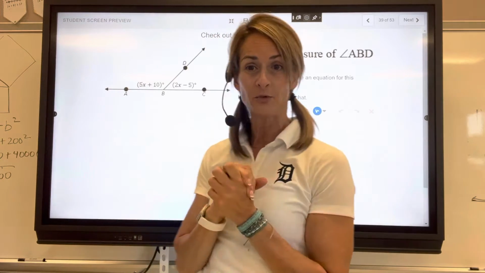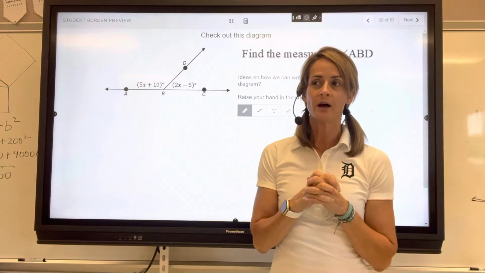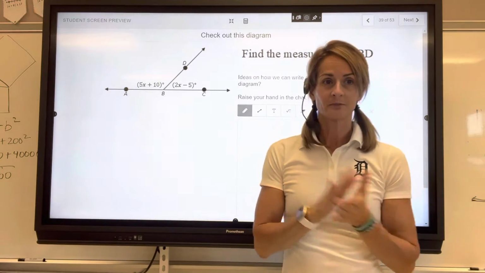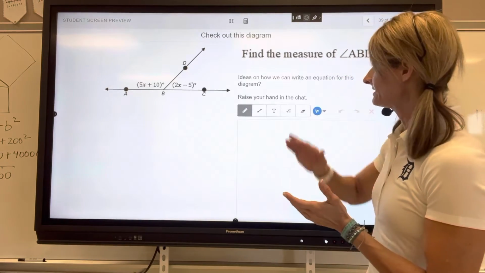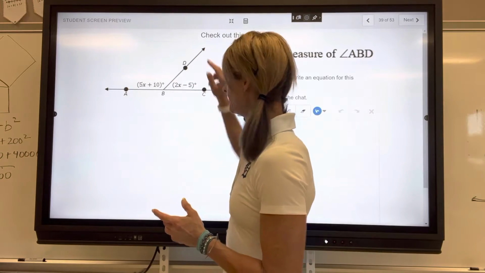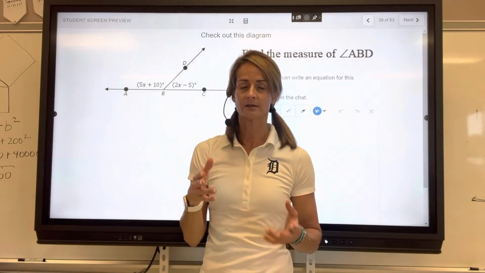We're going to do one example for you from Unit 1 Geometry, how to write an equation from a diagram. So let's go ahead and start. We're asked to find the measure of angle ABD. We talked about naming angles right before this.